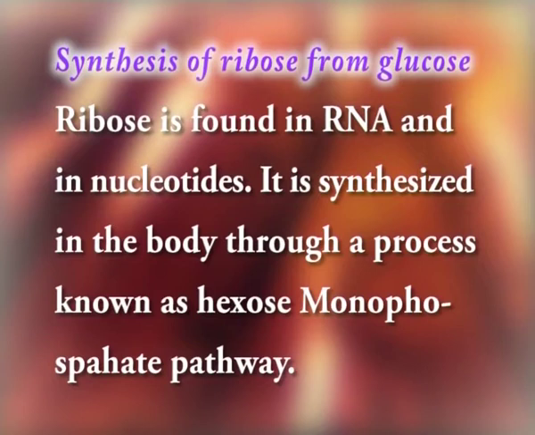Carbohydrate as the source of synthesis of ribose. Ribose is found in RNA and in nucleotides. It is synthesized in the body through a process known as the hexose monophosphate pathway.